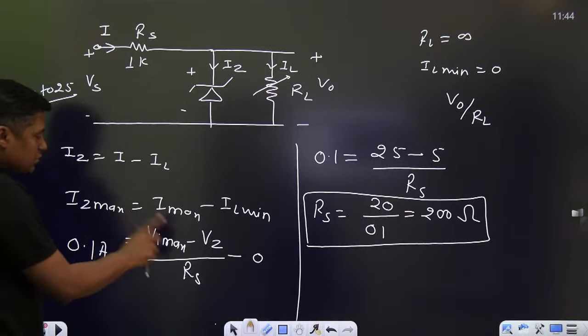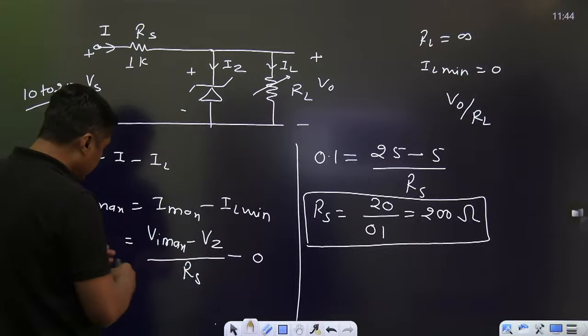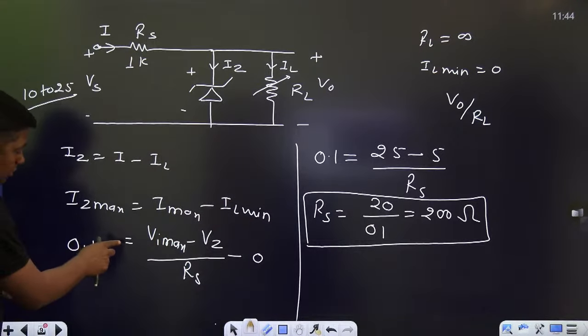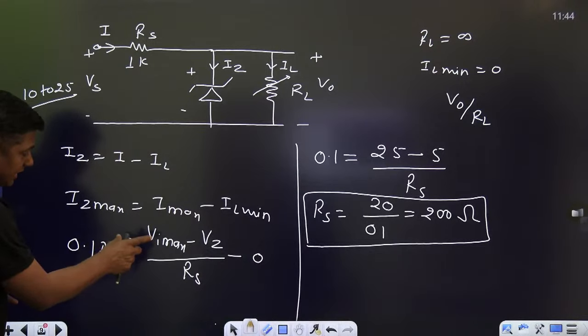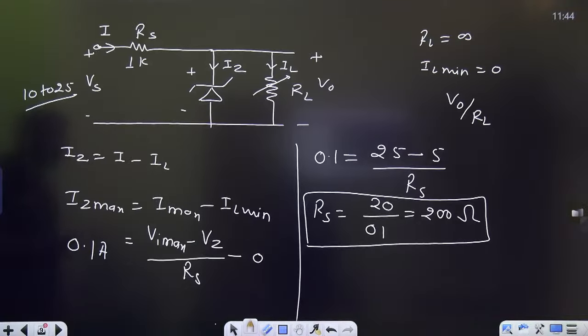And remember, this current, this is the formula. Always remember that if an inequality is coming, this current should be greater than or equal to, or the Rs value should be. Now it should be greater than or equal to 200 ohm. So now Rs has come.